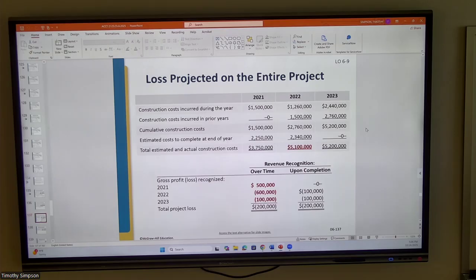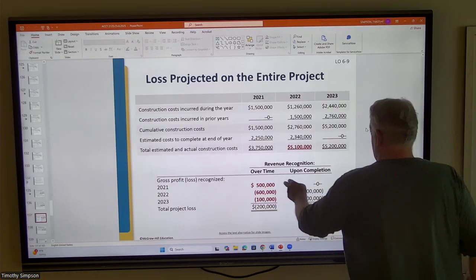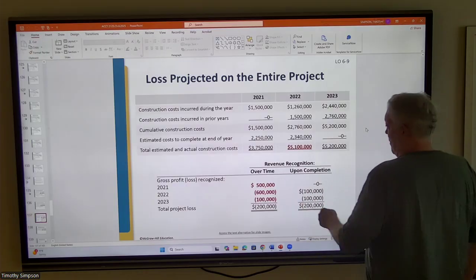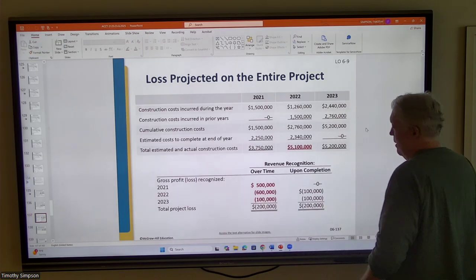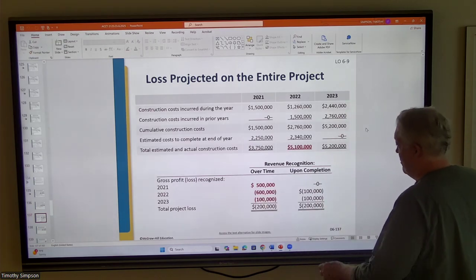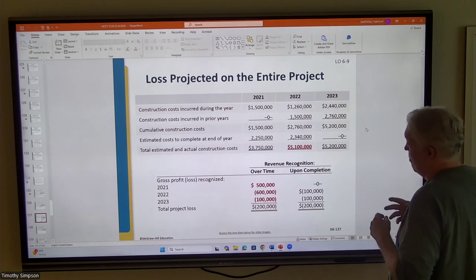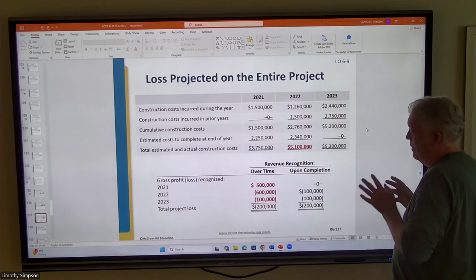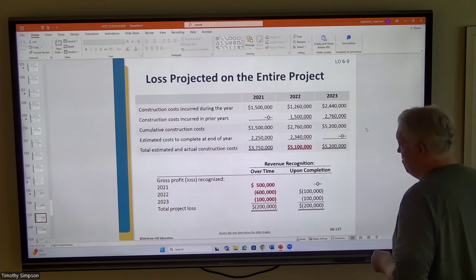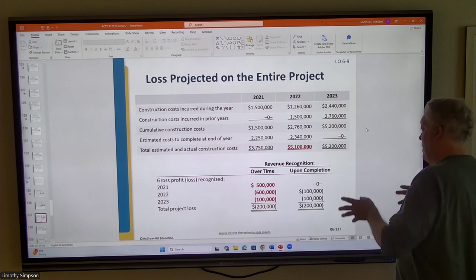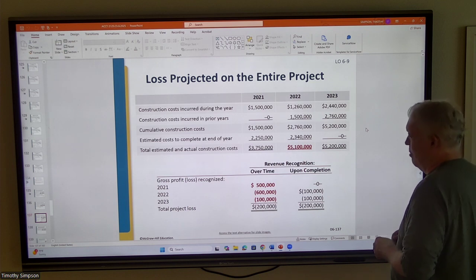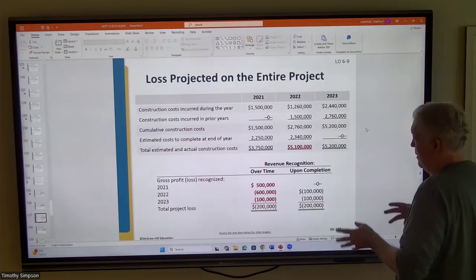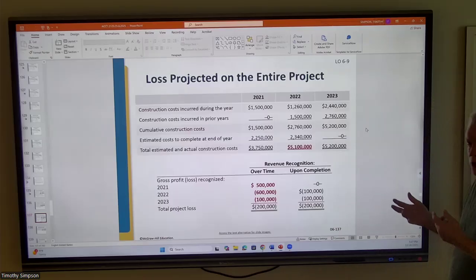So overall project costs are rising above projections, and as a result, gross profit in the first year is going to be 500,000, but now we have losses for the next 2 years of, in aggregate, $700,000. Remember, at the outset, we expected to earn 900,000 from this project, but now it looks like we're going to take a $200,000 loss, and so it actually goes in the other direction.